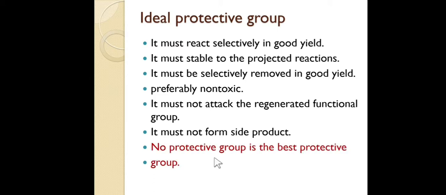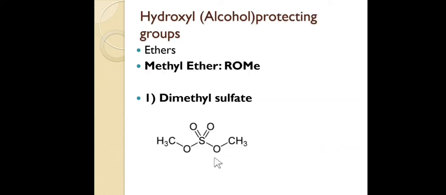So ideally there is no such protecting group, because each and every protecting group has some limitations. So no protective group is the best protective group. So there is a chance for the development of new protecting groups in chemistry. So this is how the ideal protecting group looks. If it does not satisfy all the conditions, it must follow most of the conditions. So let's start with the hydroxyl or alcohol protecting groups.